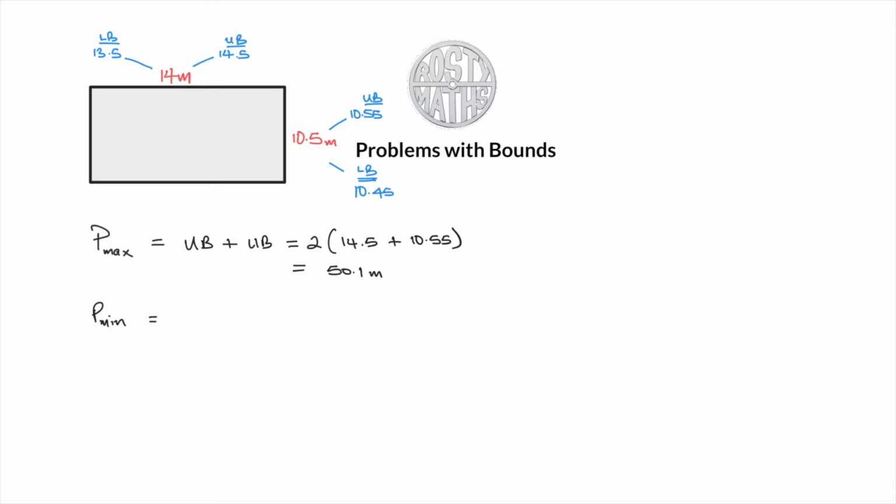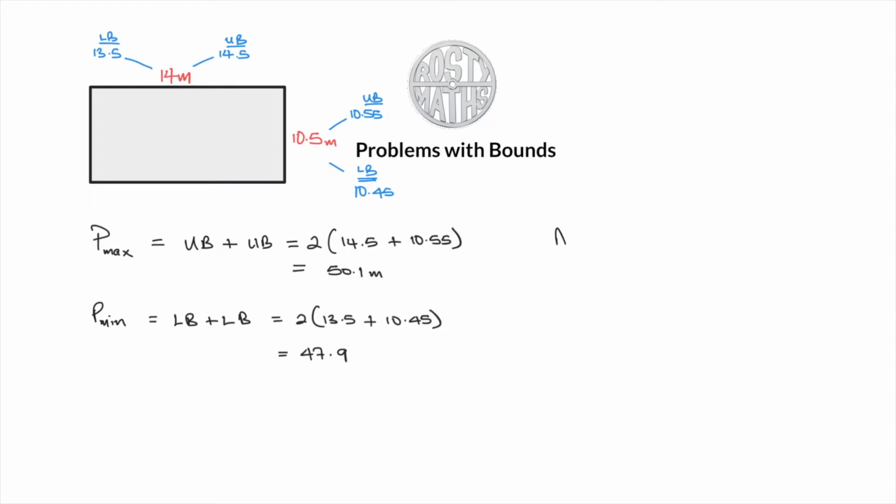Obviously, if I want the lower bound or the perimeter minimum, then I need to add all the smallest possible numbers together. So that's going to be 2 times, what's the lower bound? 13.5, and I'm going to add the lower bound of my width there, which is going to give us a tidy sum of 47.9. So check the difference out, right? That's pretty cool. All right, so that's the perimeter done. Let's go now and deal with the area.